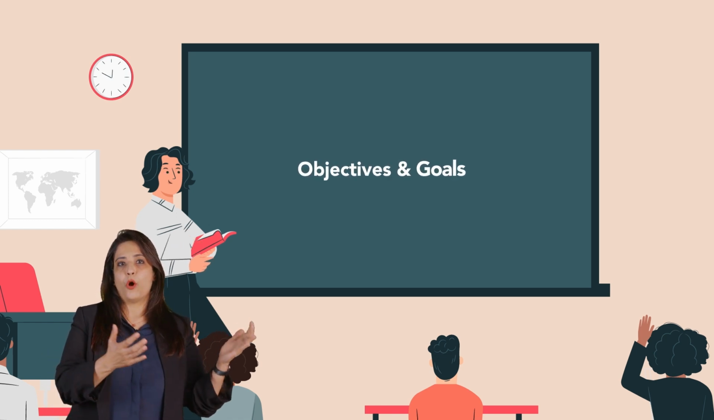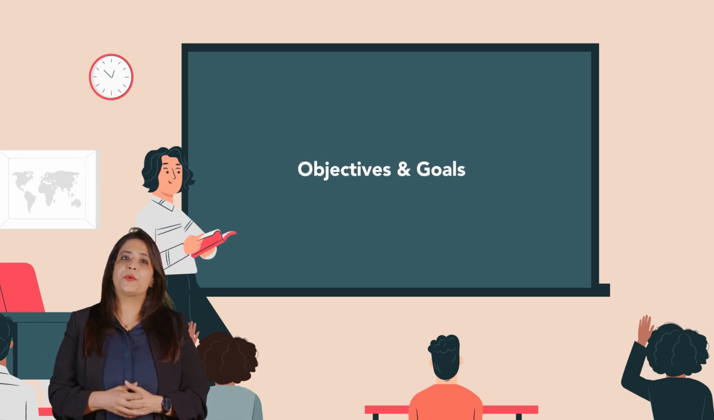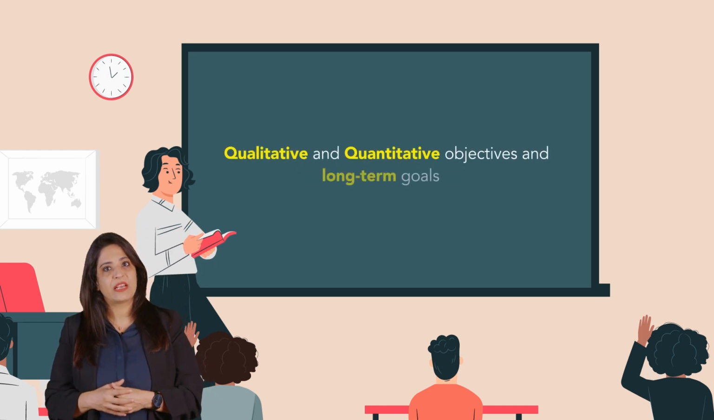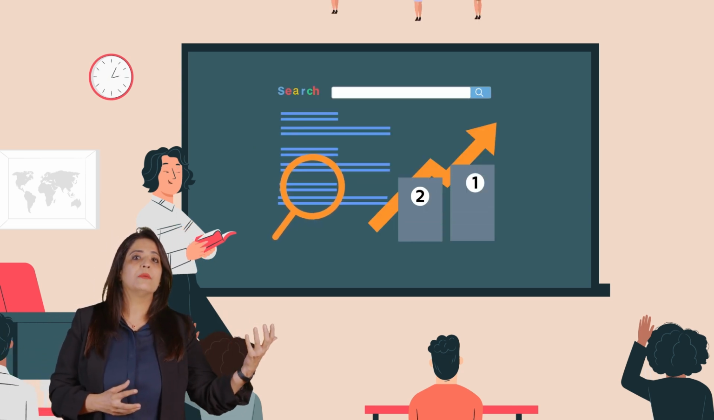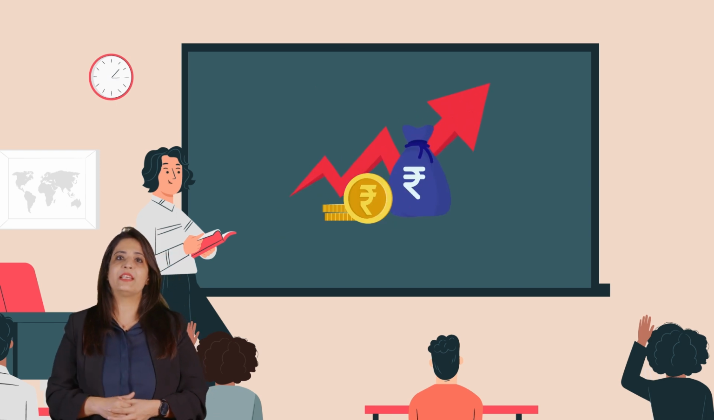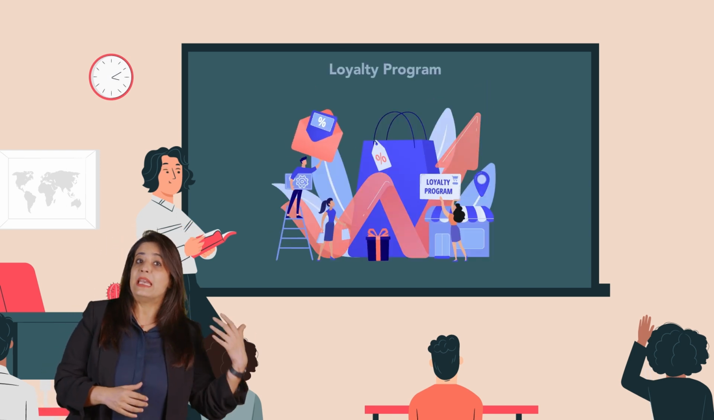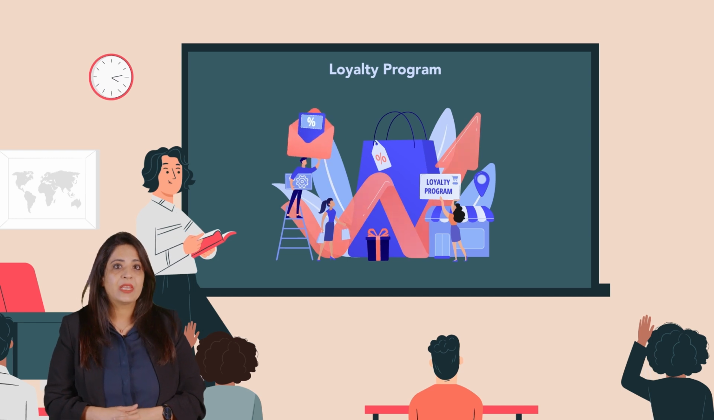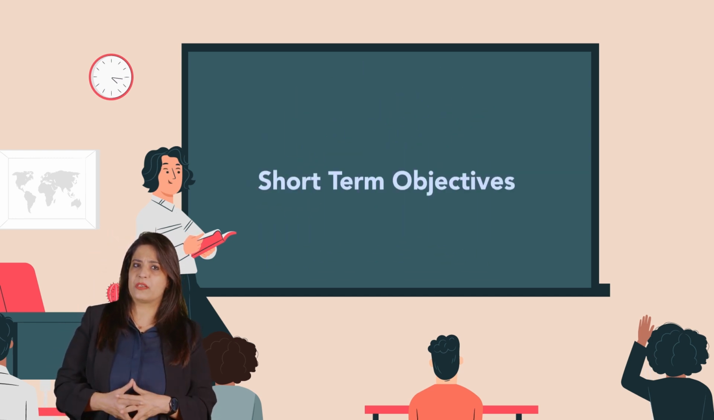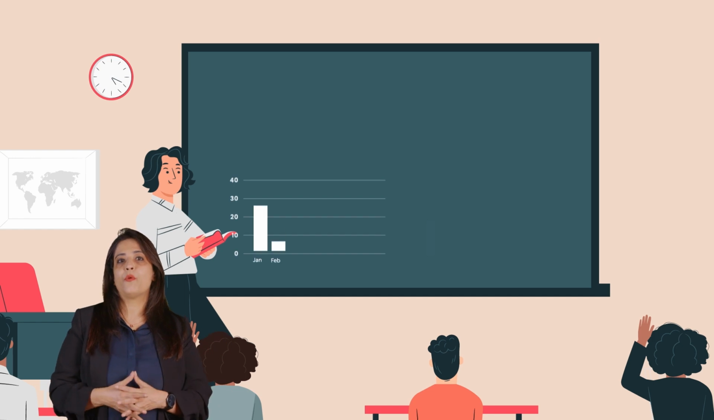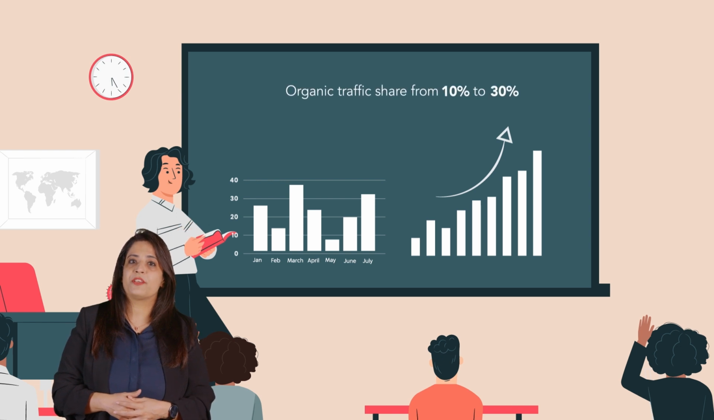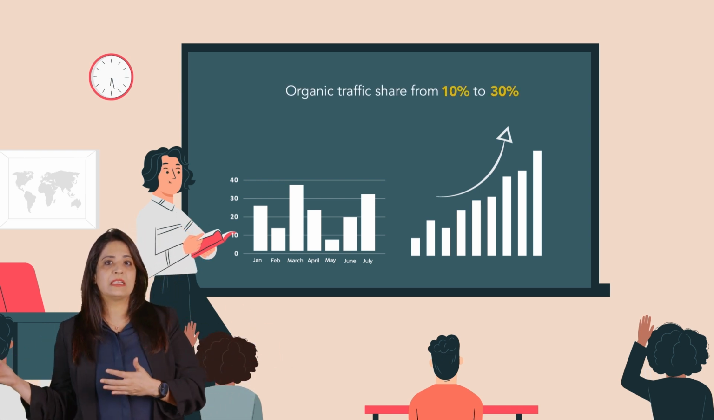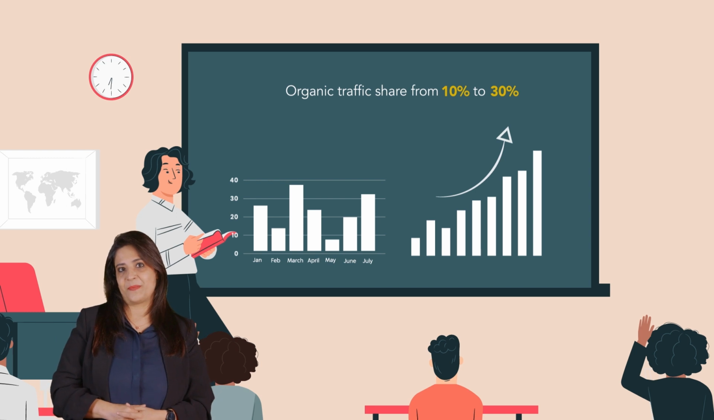Now, we have to define the objectives and goals. After going through the above-mentioned steps, you need to define qualitative and quantitative objectives and long-term goals. Let me give you an example for a long-term goal. Starting to get revenue after 6 months. Need to start a loyalty program. Now let us discuss short-term objectives, like achieving 3,000 organic traffic by next 1 month, or increasing organic traffic share from 10% to 30% in the next 3 months.